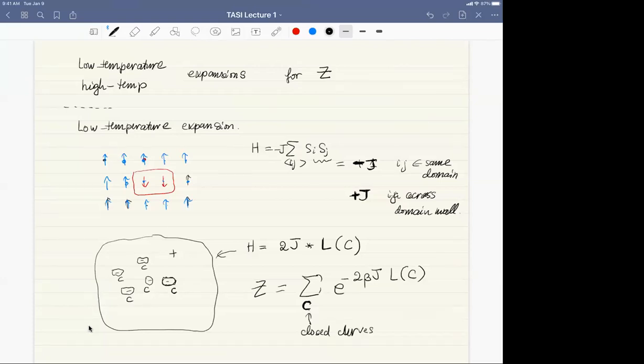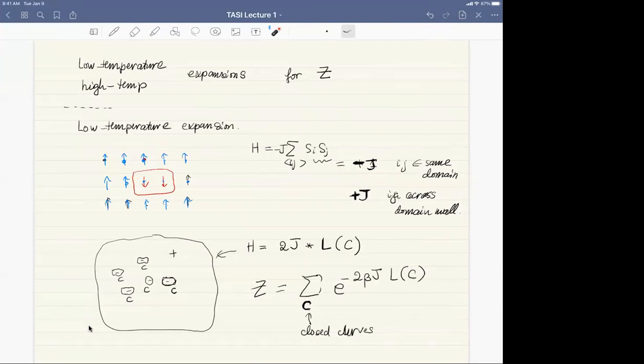Curves here means a zigzag line that goes in between the spins. This is low temperature expansion. Low temperature expansion means that when we write these things out, the contributions where the C has larger and larger lengths are more and more suppressed. But so far, you haven't used the fact that it's low temperature. So far, it is true for all temperatures. The question is whether these converge, but I'm not going to address this question. I'm just going to use this formula for all temperatures.